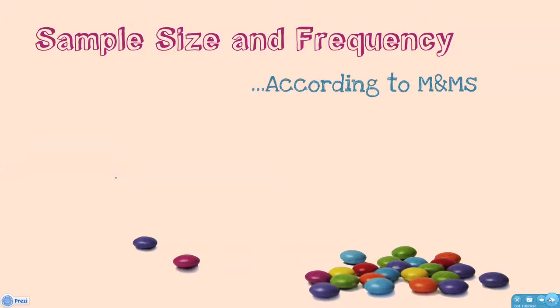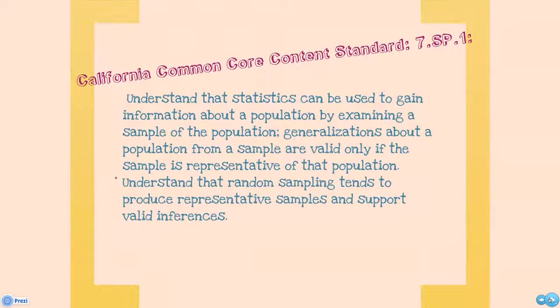In this lesson, we are going to be studying M&Ms to learn about sample size and frequency. Here's the standard we are learning about. By the end of this lesson, you'll understand that statistics can be used to gain information about a population by examining a sample of the population. Generalizations about a population from a sample are valid only if the sample is representative of that population. And you'll understand that random sampling tends to produce representative samples and support valid inferences.